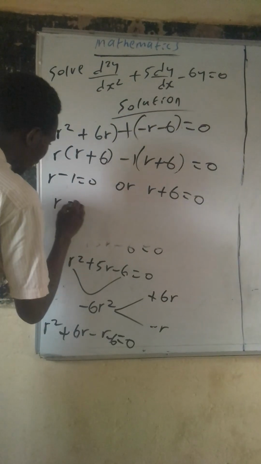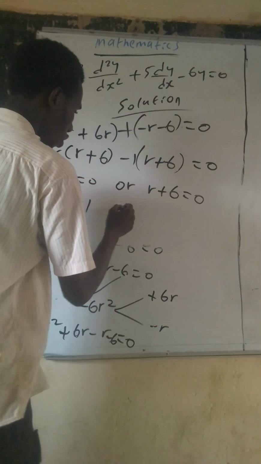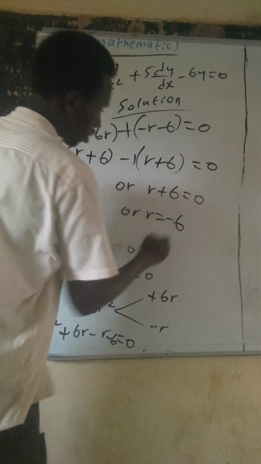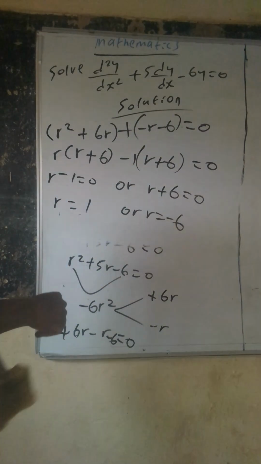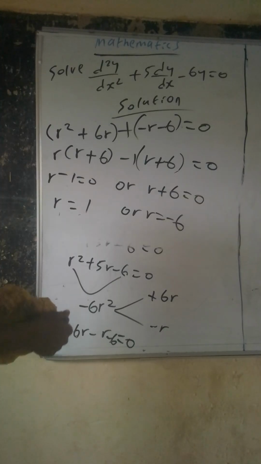So we have r equals 1, since minus 1 becomes positive when it crosses the equal sign, or r equals minus 6, when 6 crosses the equal sign.